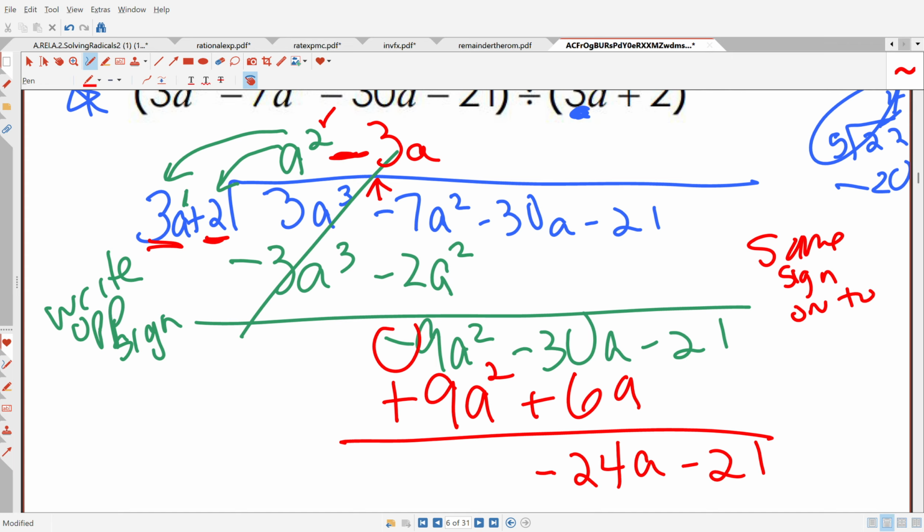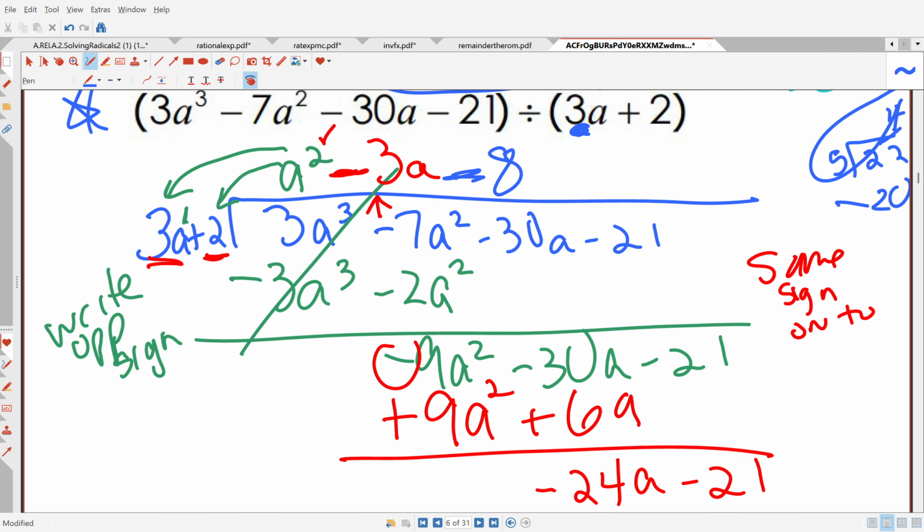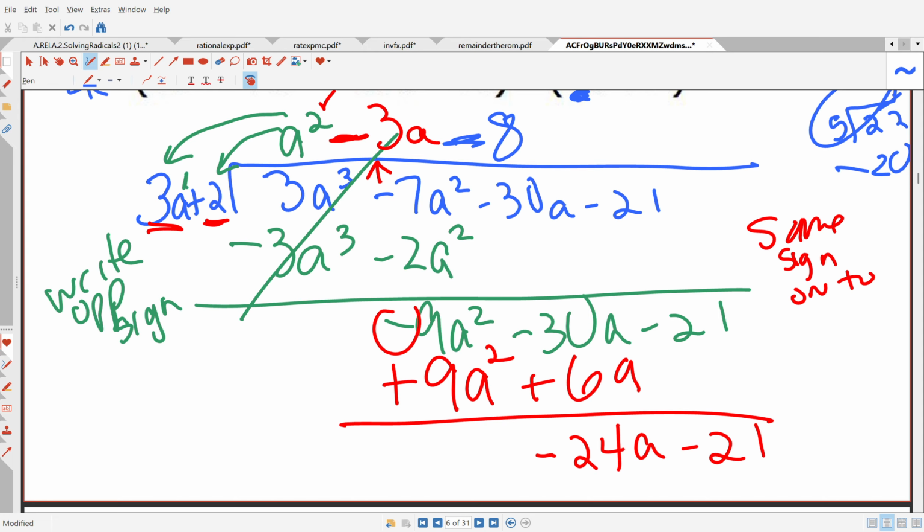Okay, now, same sign on top, so I don't have to think. I already know I need a negative because I have a negative here. And now I have 3, and I got to make it 24, so I need the 8. And I know there's no more A because it goes in descending order. So now let's do this. -8 times 3 is -24, but we write the opposite sign. That's it.